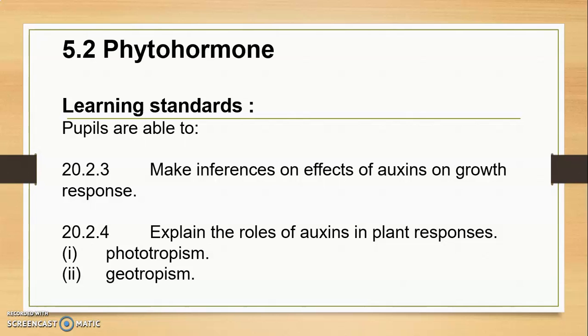Okay, let's continue our discussion on 5.2 Phytohormone. Let's go to our learning standards for today. You are going to cover: make inference on the effect of auxin on the growth response. We are going to continue our discussion on this learning standard. Inference on the effect of auxin on the growth response. And number two, explain the roles of auxin in plant response, especially in phototropism and geotropism.